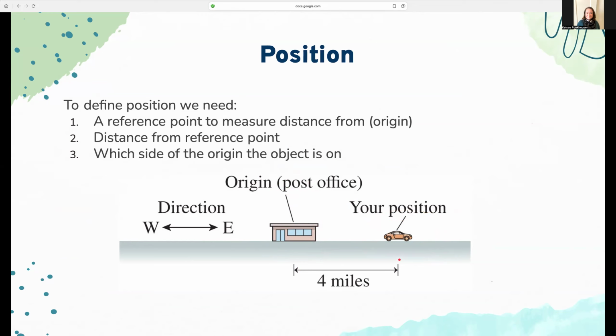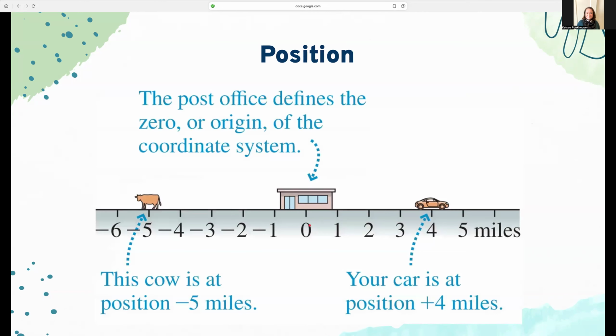So, okay, we have our reference point and we have which side of the origin the object is on. The only thing we're missing is the distance, but it is on here for us. So 4 miles from the post office. So your position was 4 miles to the right of the post office.